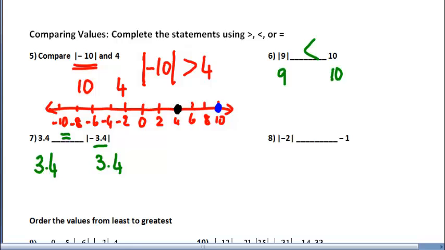Let's take a look at this one. This is the absolute value of negative 2, and the absolute value of negative 2 is 2, whereas this number is a plain old negative 1. It's just an integer. Which one has a greater value? 2 has a greater value than 1. So the absolute value of negative 2 is greater than negative 1.